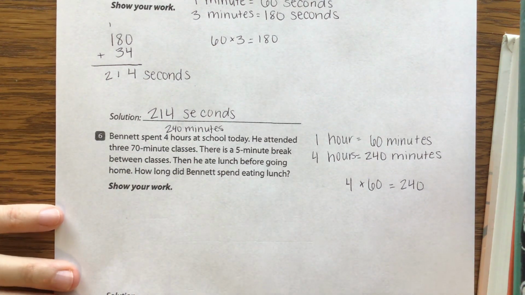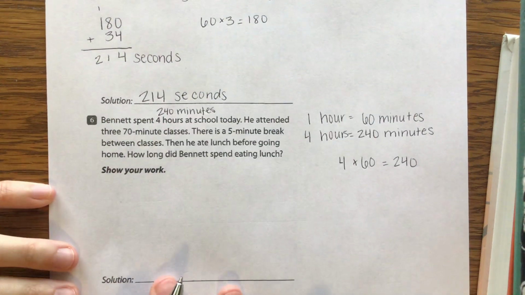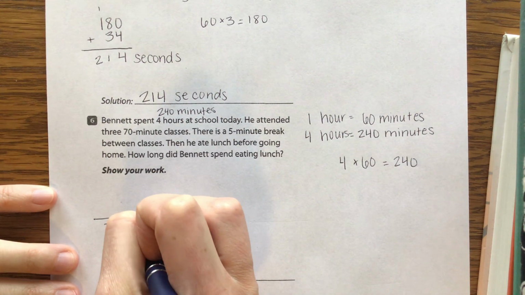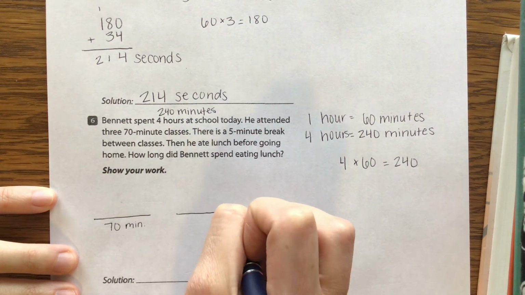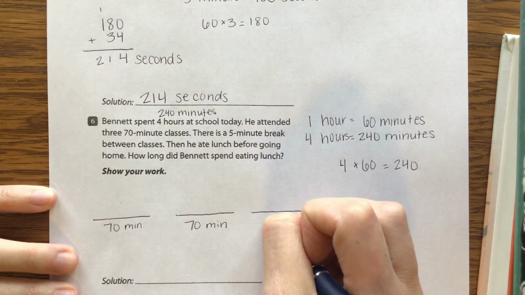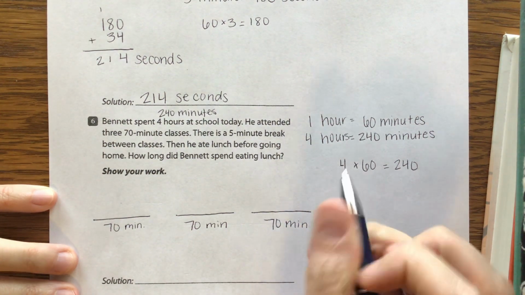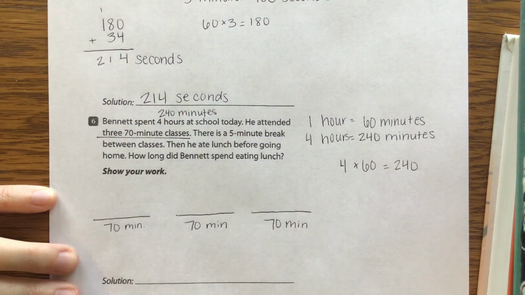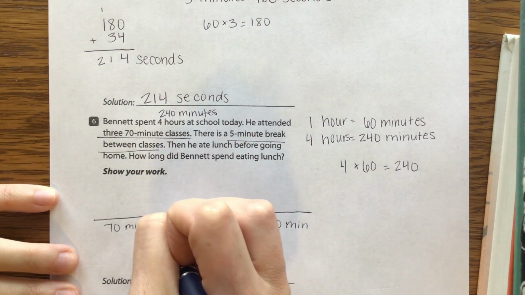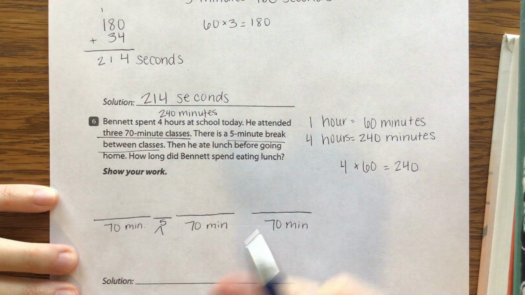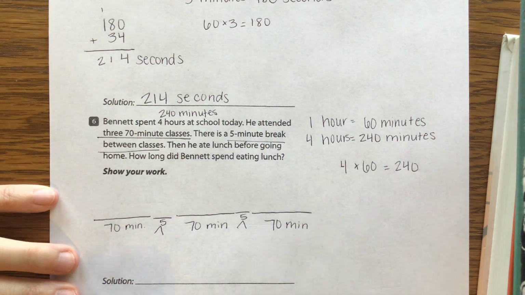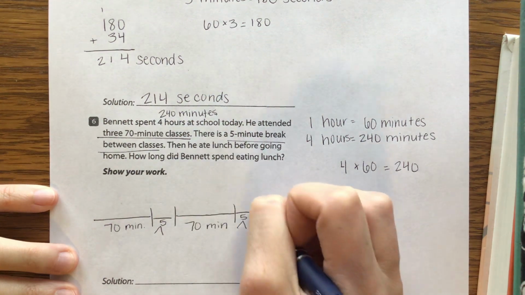All right, he attended 3 70-minute classes. So I'm just going to kind of draw a picture here. I know that this is 70 minutes. This is 70 minutes. And this is 70 minutes. There is a 5-minute break between classes. So here we've got a 5-minute break. And here we've got a 5-minute break. I'm just going to make sure you can see they're separate.